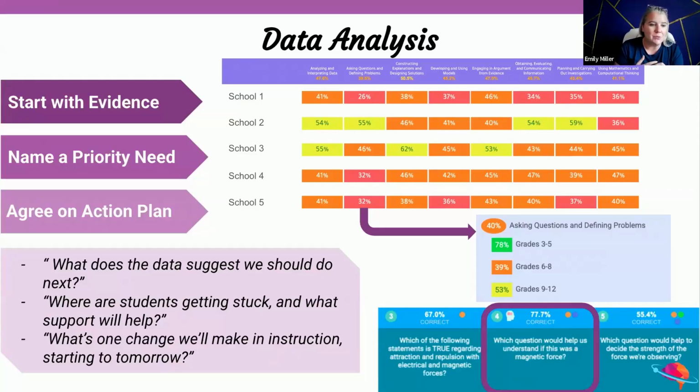So what does the data suggest we should do next? Where are students getting stuck and what support will help? And what's one change we'll make in instruction starting tomorrow? I really love that one because sometimes the changes can feel so big and so intense. But really, sometimes you can just tweak a little thing tomorrow. Maybe throw a question up on the board as a bell ringer and ask students to look at this and think, pair, share with their neighbor. So having these kind of set protocols within this assessment system to look at the data can ensure that those next steps are actually being taken.